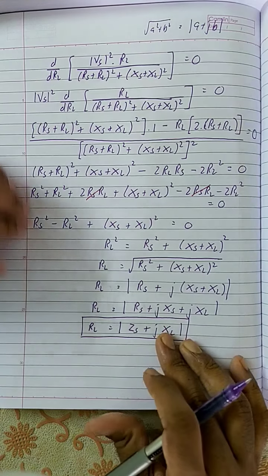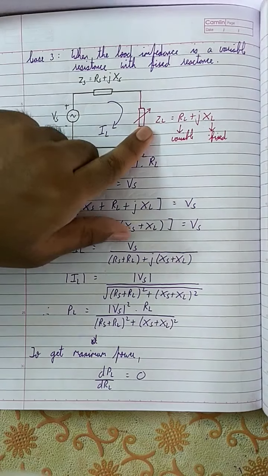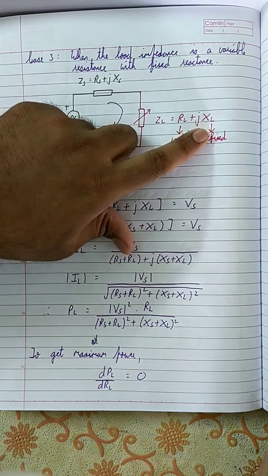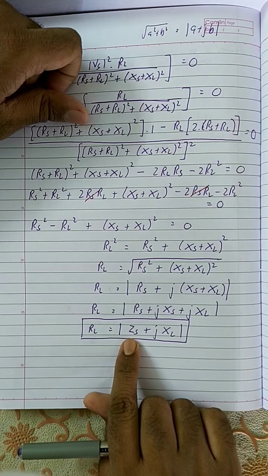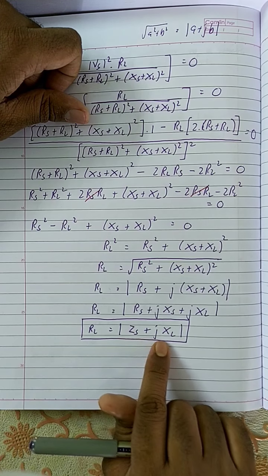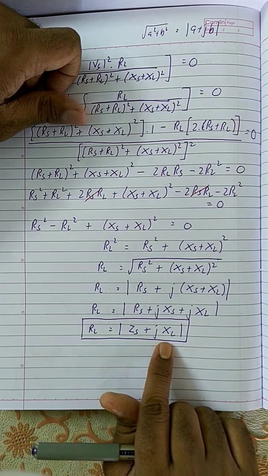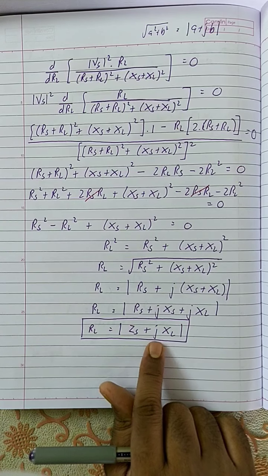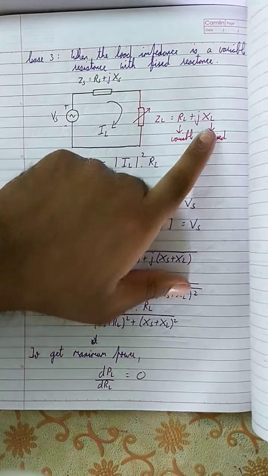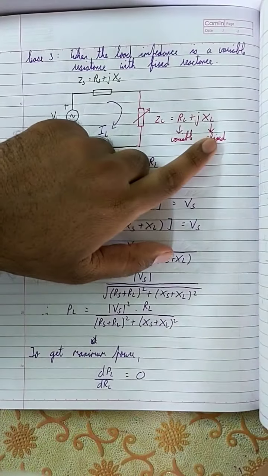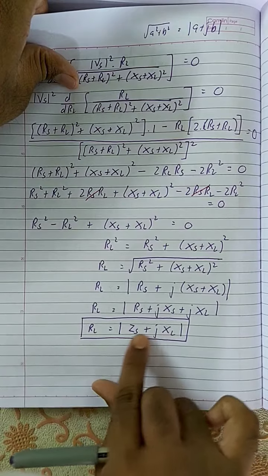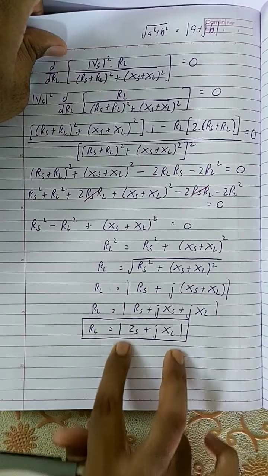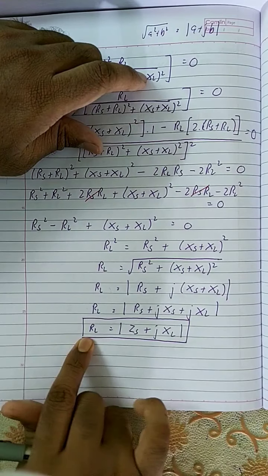That is, if you have a load with a variable resistance but a fixed reactance, then if you want to have maximum power, this variable load must be equal to the magnitude of your source impedance plus JXL, that is your fixed load reactance. This JXL represents the fixed load reactance which you cannot change or do anything about. Then that will remain over here, and you need to add it along with your source impedance, and then find the magnitude. That will give you the value of this load resistance.